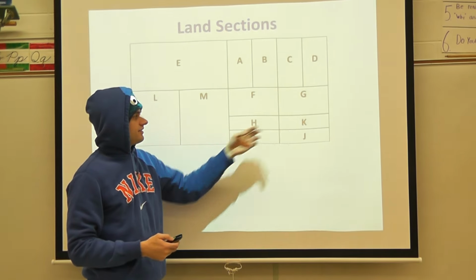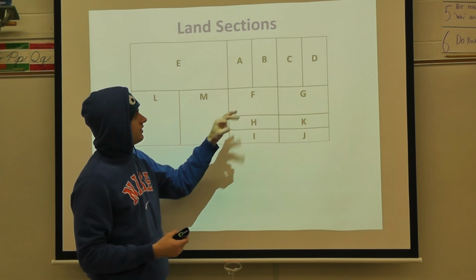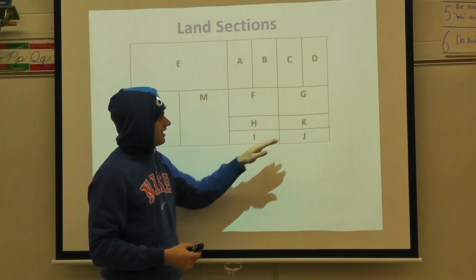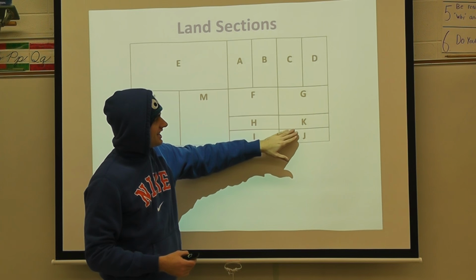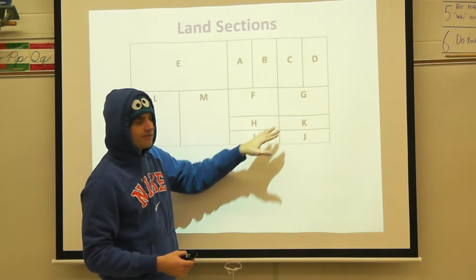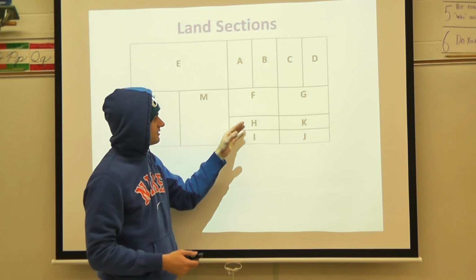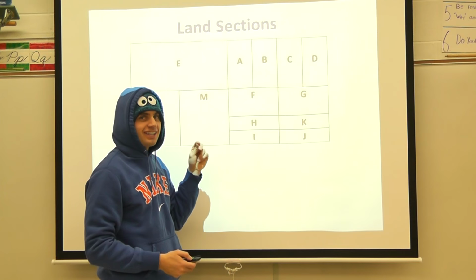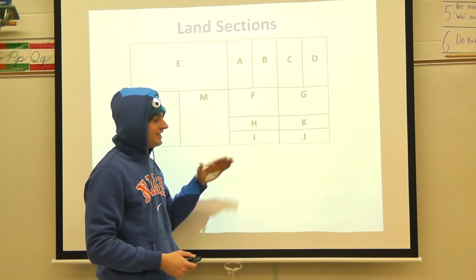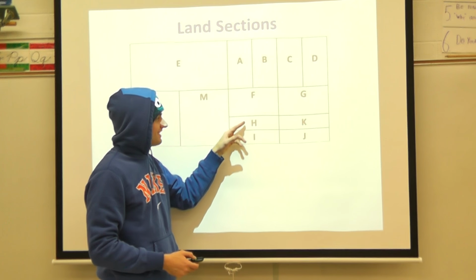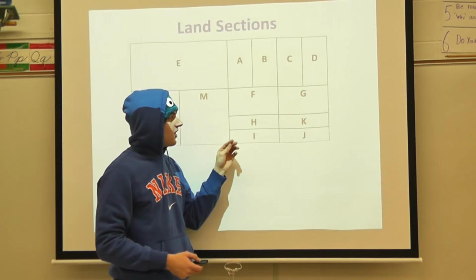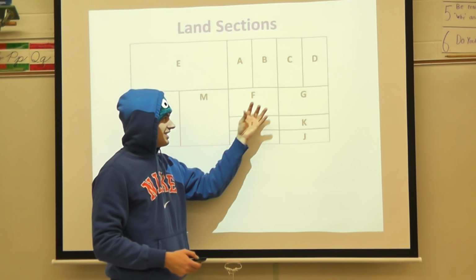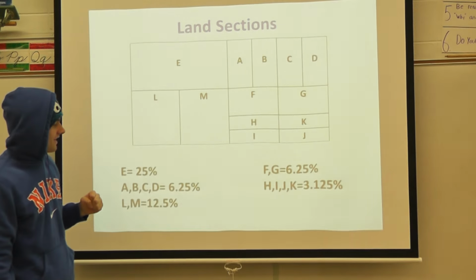Well, now I have to figure out these portions here. Well, if I know that each one of these is 6.25%, I know that if I add K and J together, that has to be 6.25, and H and I has to be 6.25. So now I can take 6.25 and cut it in half, which is going to be 3.125. So H, I, J, K are all going to be 3.125. And if I add those all up together, that's going to equal 25%.